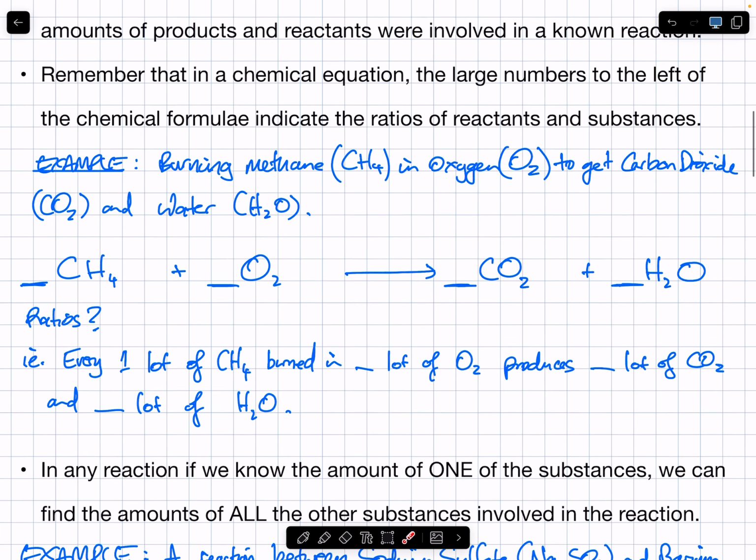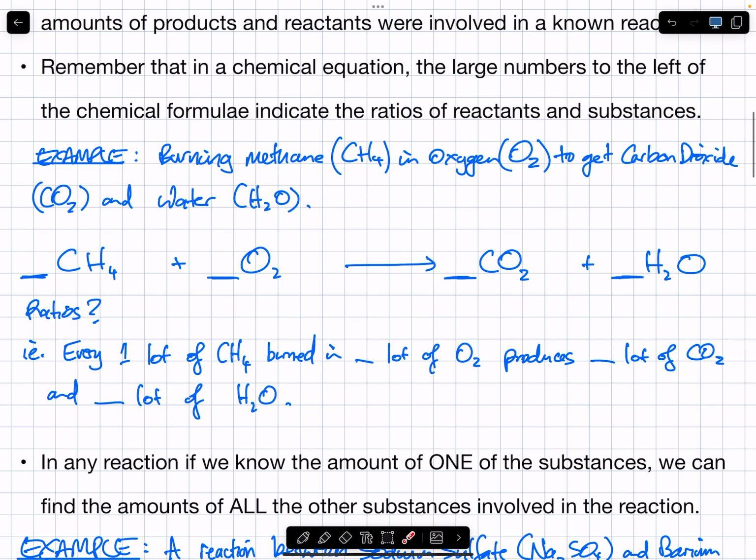So this is a reaction that you might encounter a lot if you were to do chemistry in year 11 and year 12. If you burn methane, so that's the gas that you have in barbecues and stuff, in oxygen, you get carbon dioxide and you get pure water. If you look at this equation here, is it currently balanced?